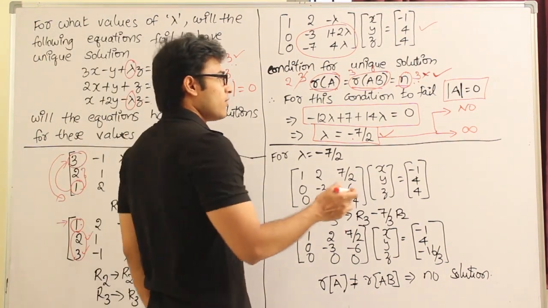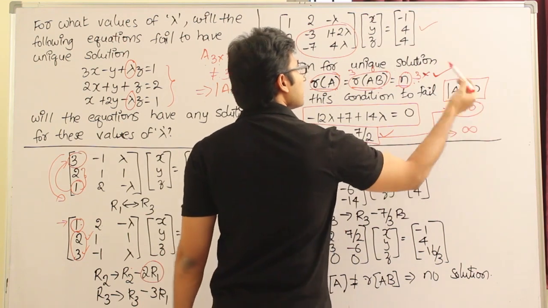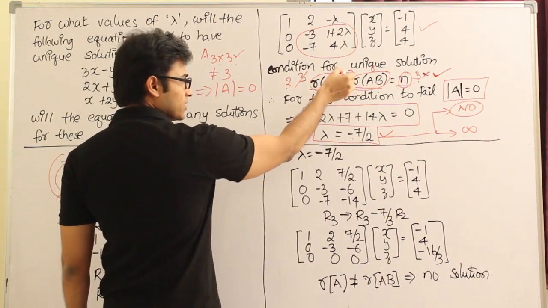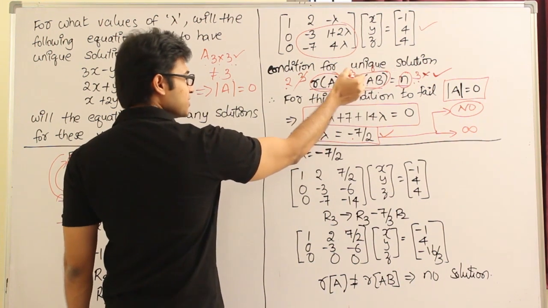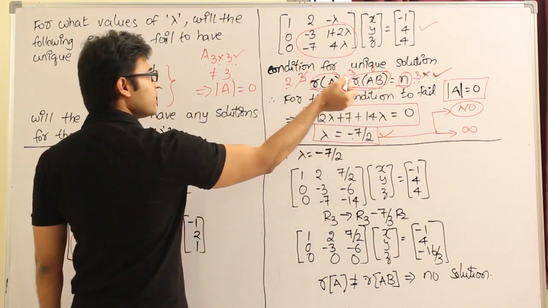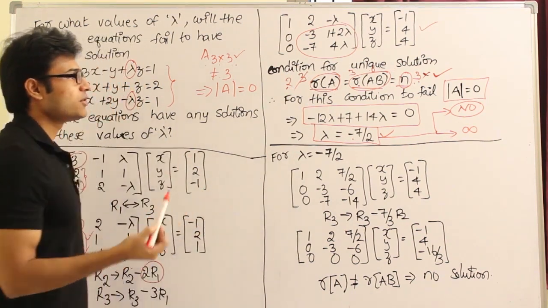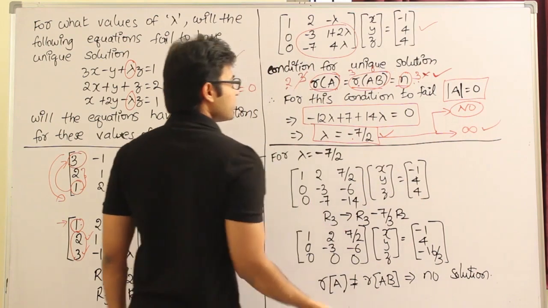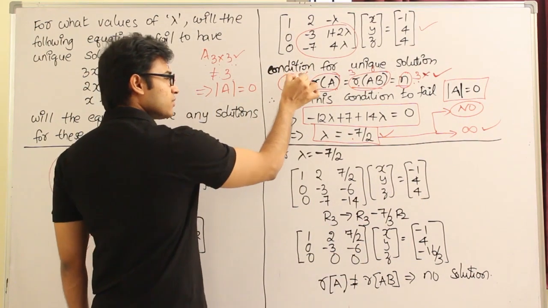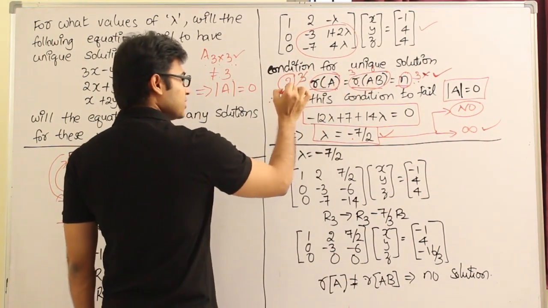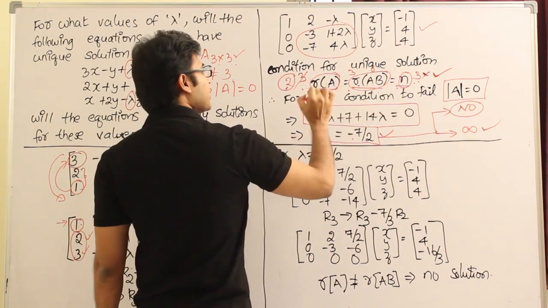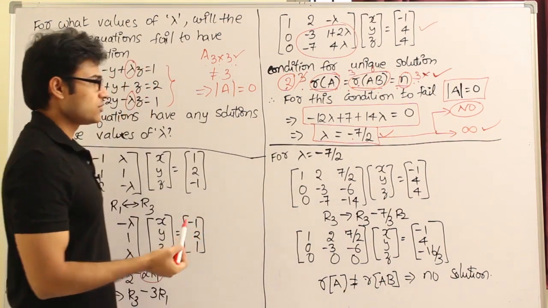Now say this. When will there be no solution at all? There will be no solution if rank of A is 2 and it is not equal to rank of AB, which means if rank of AB happens to be 3 and rank of A happens to be 2, then there will be no solution, right? And there will be infinite number of solutions if rank of A is something and rank of AB is the same thing and both are less than 3.